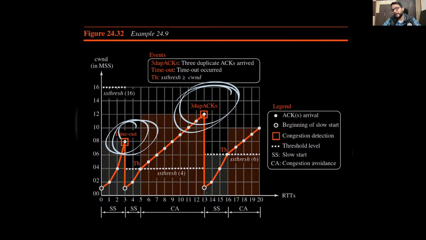But now let's see implementation 2, which actually differentiates between timeout and 3 duplicate ACKs. It says that in case of 3 duplicate ACKs, you do not go to the slow start. You can go to the congestion avoidance phase. That's the only difference. Okay, let me just show you.